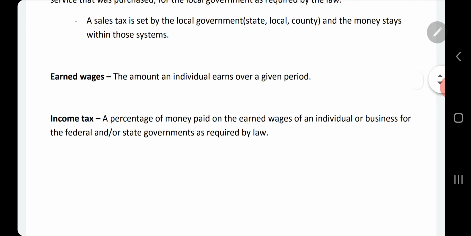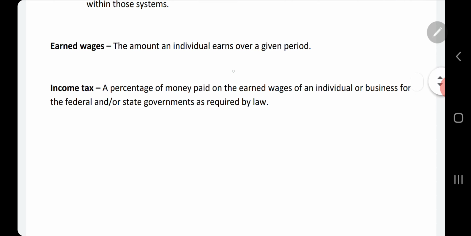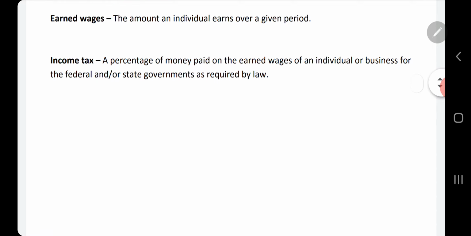Okay. Your earned wages is the amount an individual earns over a given period. Okay, it's just like your paycheck. Your earned wages could be monthly, they could be weekly, et cetera, depending on what time period they're asking for. Just the amount of money that you earn.